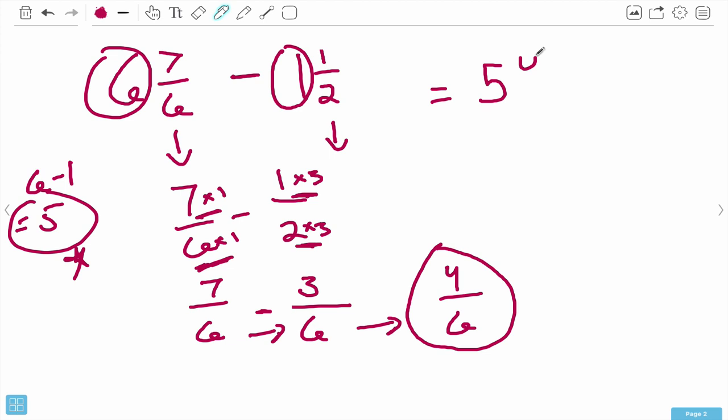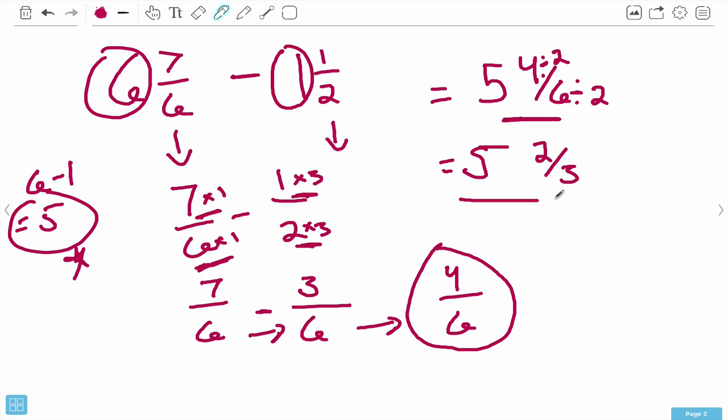Now, while this is a good answer, and while this is correct, most questions on any test you're going to come across are going to show you a simplified version. So when you simplify the fraction, you find the lowest version of that fraction. So think of it this way. The number 2 can go into 4, and the number 2 can go into 6. So I have 5 over here. So divide that by 2. Divide that by 2. So that goes 2/3. So the answer is 5 2/3.